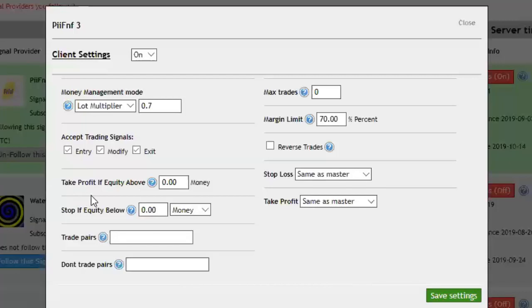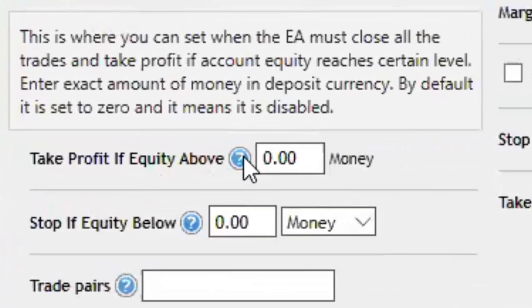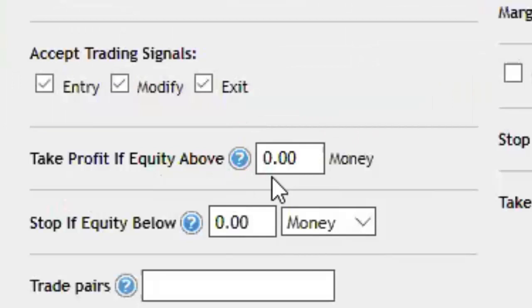Now next, take profit if equity is above a certain amount, which you can also read the explanation here. So you can decide that if you have reached a certain equity amount, you can input an amount here. Okay, so if equity actually hits $1,000, you can take profit.